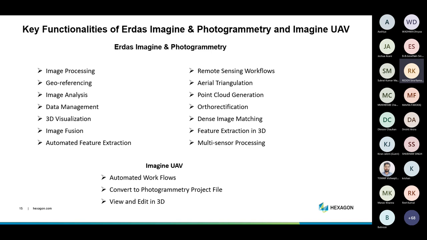Then in photogrammetry, aerial triangulation is the most important task, and point cloud generation, which is nothing but a digital elevation model or digital terrain model, and ortho rectification. Then dense image matching, and feature extraction in 3D, where in photogrammetry only we can extract the features in 3D. In any other modes we cannot extract. We require photogrammetry to extract the features in 3D. And it supports multi-sensor imagery processing like satellite, drone or UAV, and aerial manned crafts. And in Imagine UAV, there are automated workflows, and we can convert the project file into a photogrammetry block file. Then we can view and edit in 3D.